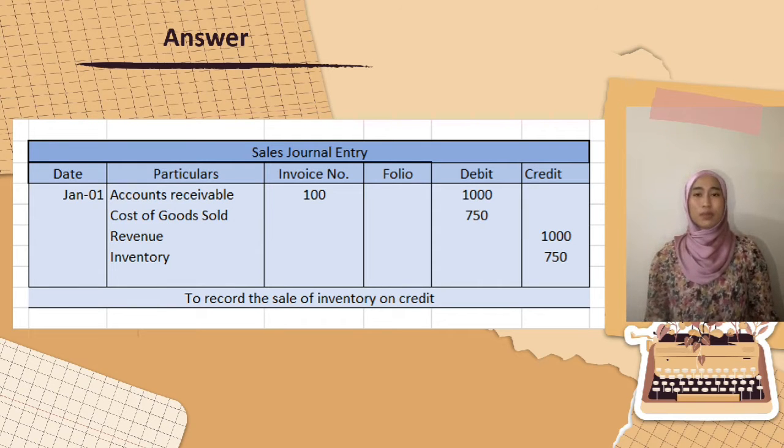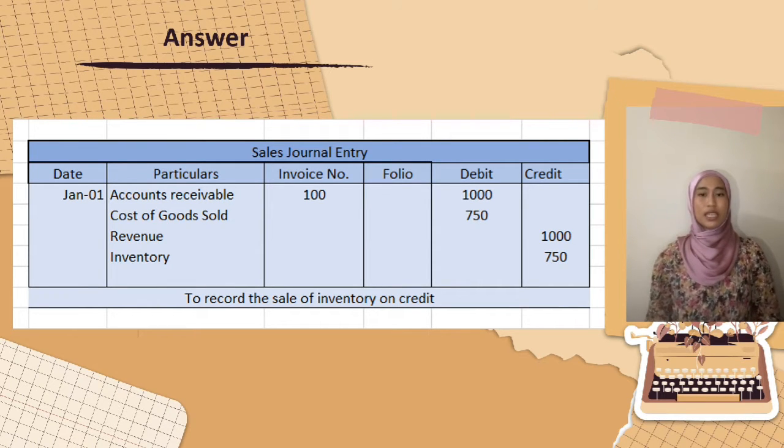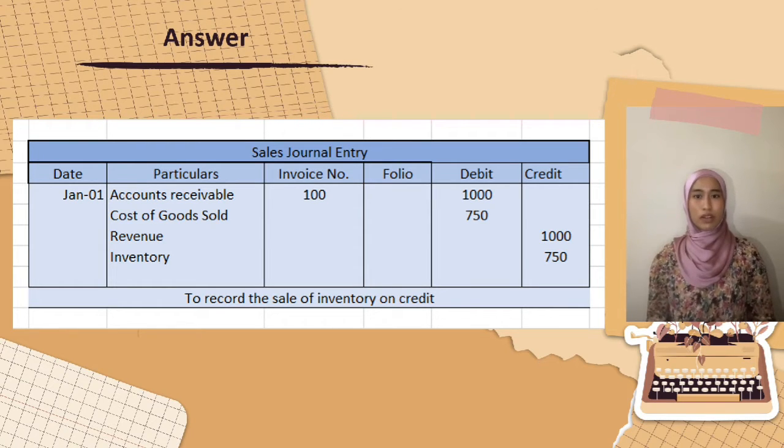Based on the invoice that is provided, the date for the sales journal entry is January 1st under the invoice number of 100. For the particulars, the first one is accounts receivable that is debited for 1,000, and the cost of goods sold, which is also debited for 750. Next is the revenue and inventory that are being credited for 1,000 and 750 respectively.